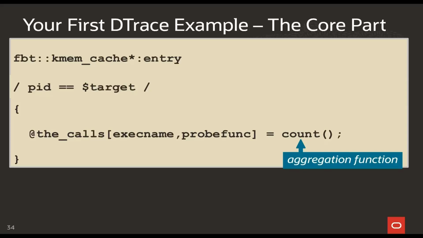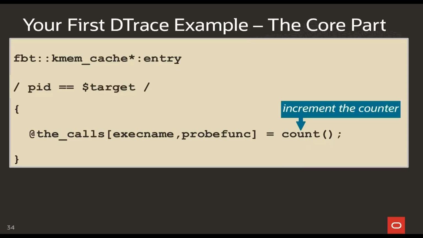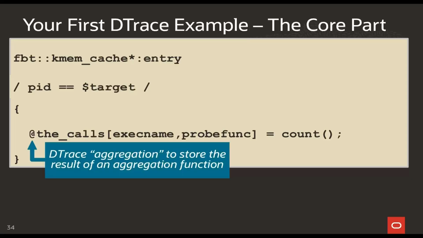And it turns out there's a function, a so-called aggregation function. You can find them in the reference manual. And that does the counting. That increments a counter each time it's called. That's doing the counting for me. Now, since this is a special function called an aggregation function, I need to store the result in an aggregation. And that's what the @ symbol here is used for. It tells DTrace that I'm going to store the results of an aggregation function in a structure.